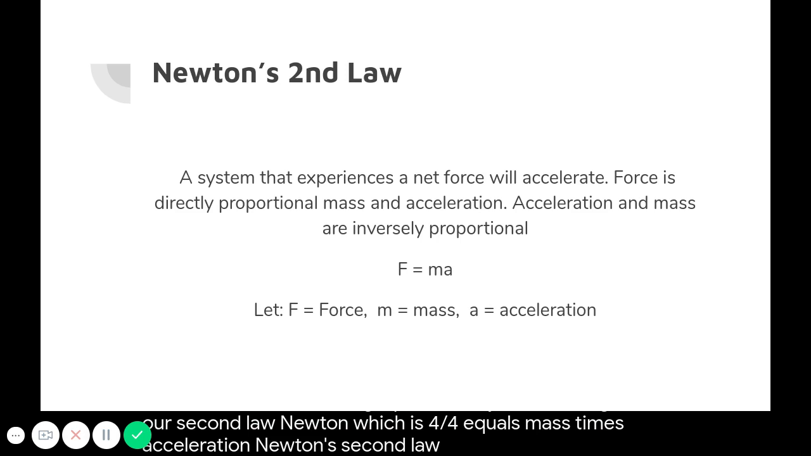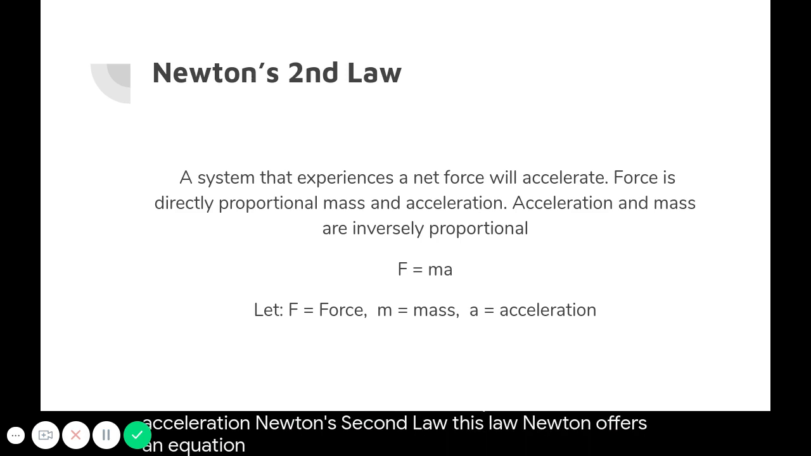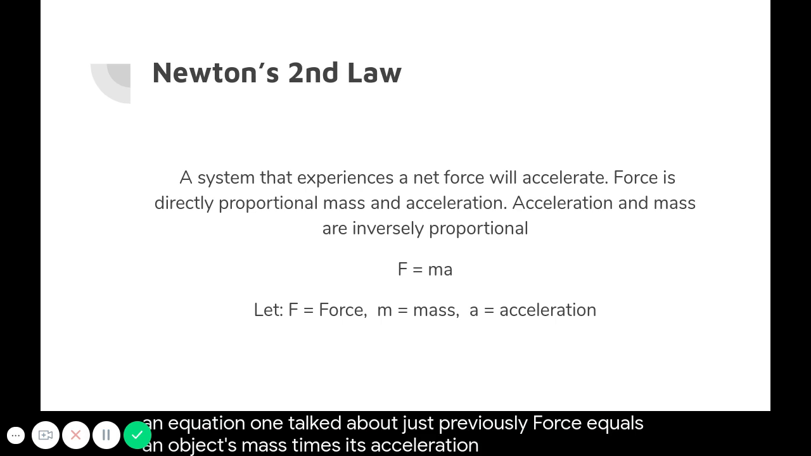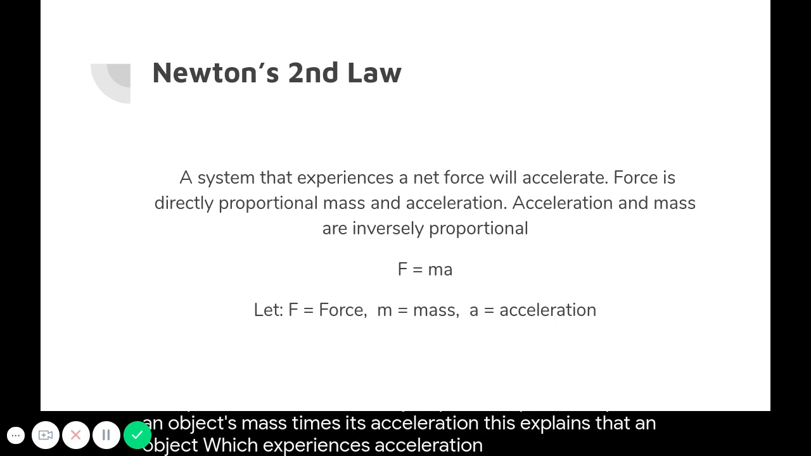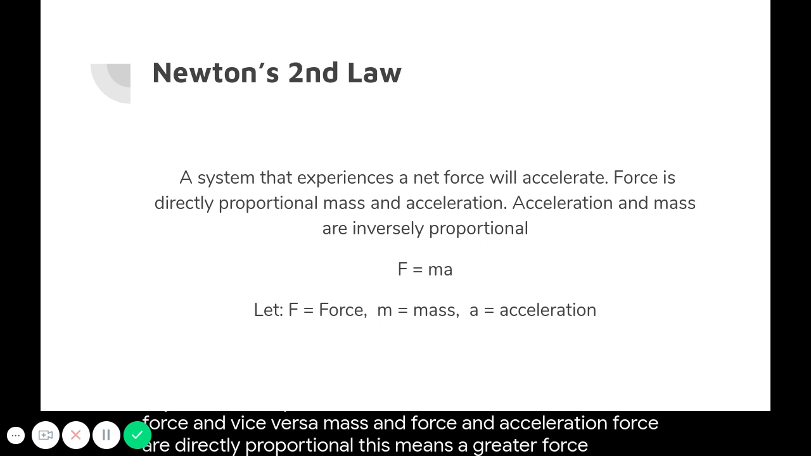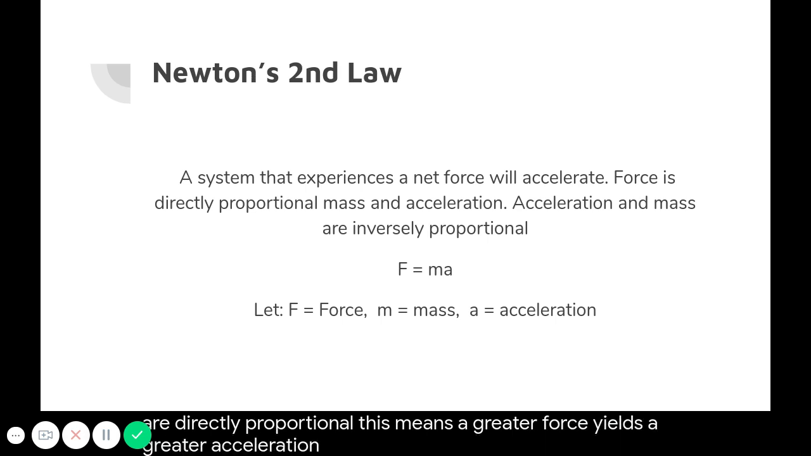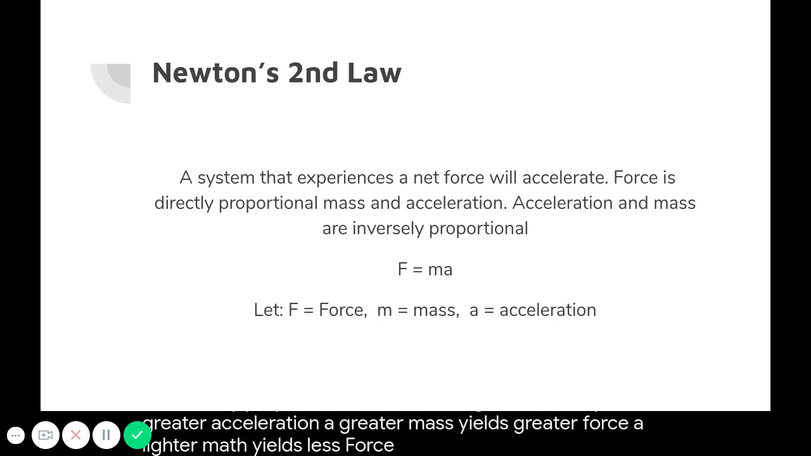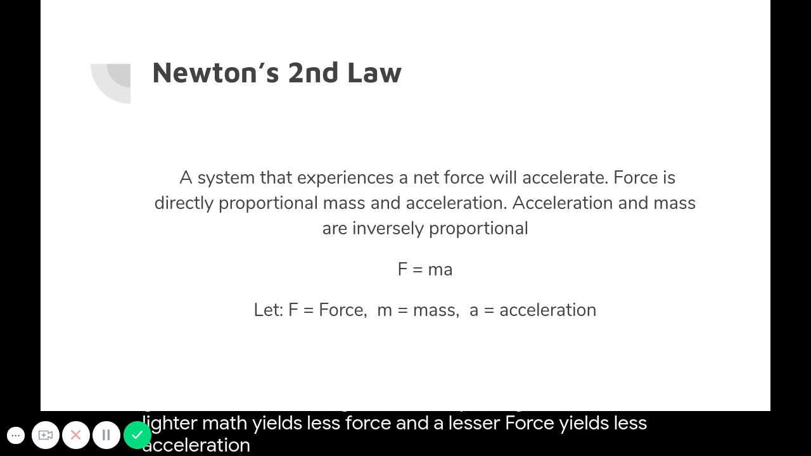Newton's second law. This law, Newton offers an equation, one talked about just previously: force equals an object's mass times its acceleration. This explains that an object which experiences acceleration must have a net force, and vice versa. Mass and force, and acceleration and force, are directly proportional. This means a greater force yields a greater acceleration. A greater mass yields a greater force. A lighter mass yields less force, and a lesser force yields less acceleration.